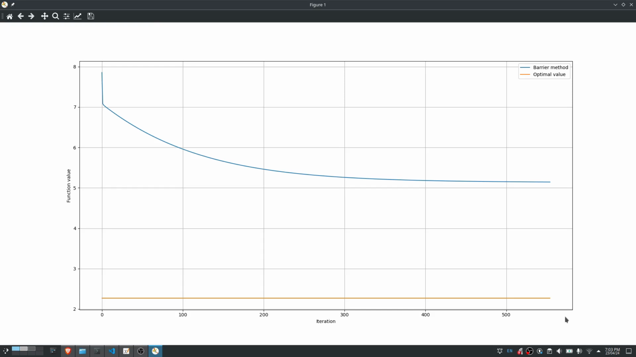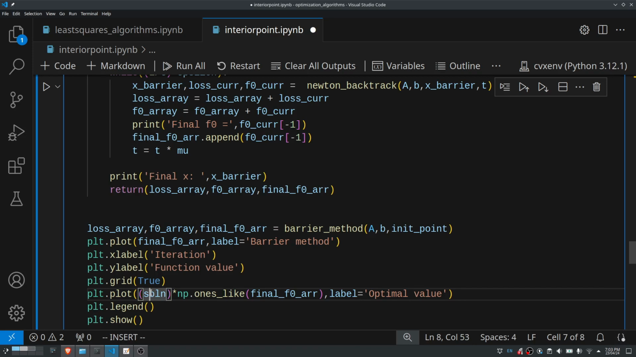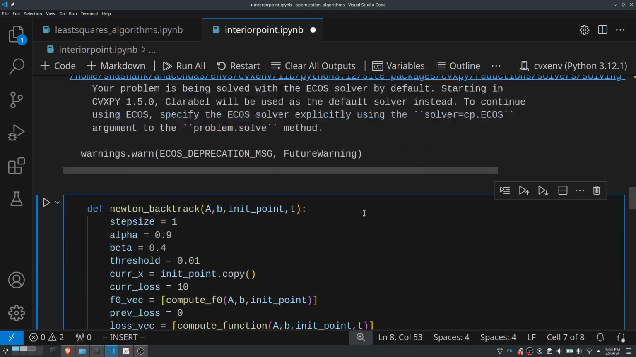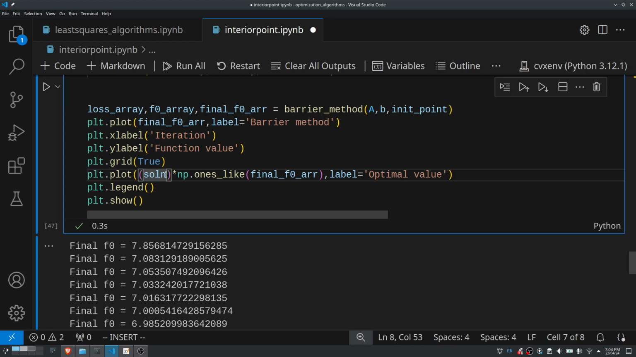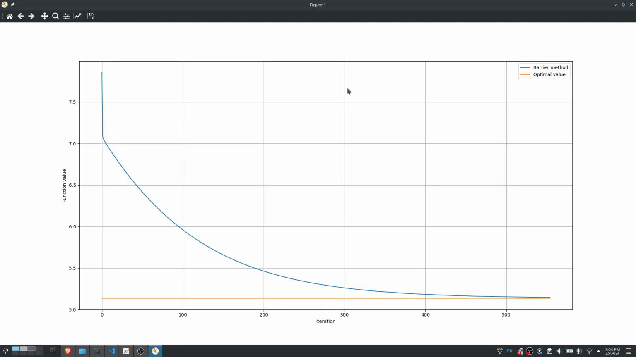Okay, so I just realized what the problem was. Effectively, this solution, the exact solution, is obtained by solving an optimization problem in CVXPy. But recall that in CVXPy we wanted to minimize the 2 norm of ax minus b, not the 2 norm of ax minus b the whole square. So the actual solution is SOLN square. Yeah, so there's nothing wrong with the barrier method implementation itself. It was just that I was not plotting the actual optimal value, and we see that the barrier method indeed does converge to the optimal value as the number of iterations increases.